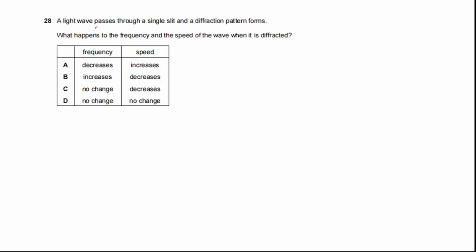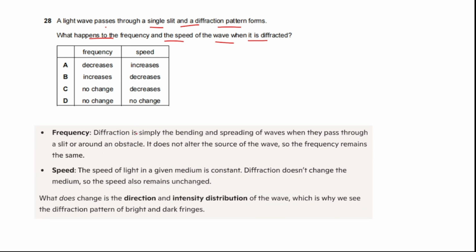Question number 28. A light wave passes through a single slit and a diffraction pattern forms. What happens to the frequency and the speed of the wave when it is diffracted? So diffraction is simply the bending or spreading of waves when they pass through a slit or around an obstacle. Diffraction will not alter the frequency, because frequency depends only upon the source. We are not changing the source at all, so the frequency remains the same.